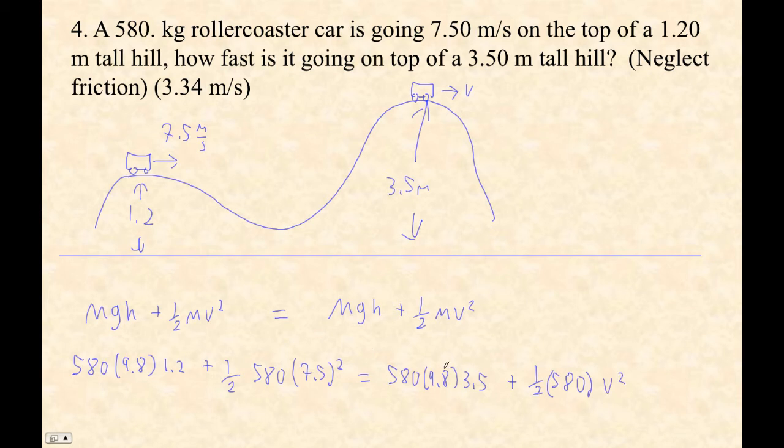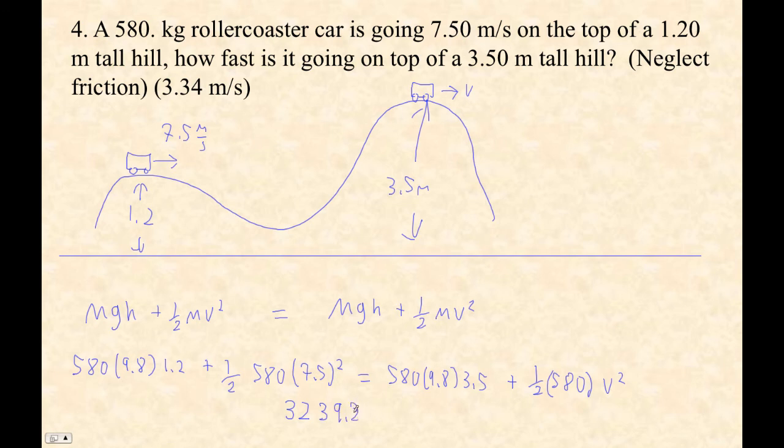Okay, now this looks really complicated, and it kind of is, but let me just talk you through the math here. I'm going to start on this side, so I'm going to go 580 times 9.8 times 1.2, and then I'm going to go plus 0.5 times 580 times 7.5 squared, and get that answer. And then I'm going to subtract this guy, so minus 580 times 9.8 times 3.5. And now I've got this.